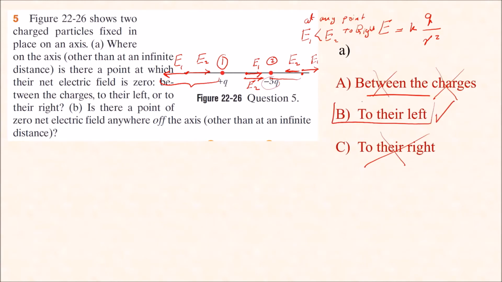Okay? So you see, if the charges are opposite, in between, the electric fields are in the same direction. So that's out of the question. They cannot cancel each other. But if one of the charges is bigger than the other, and one is positive and one is negative, then it is usually to the side of the smaller one. Because if the smaller one is the closer charge, it can create an electric field that is equal to the farther one, which is bigger. So that's how you determine the answer to this question.